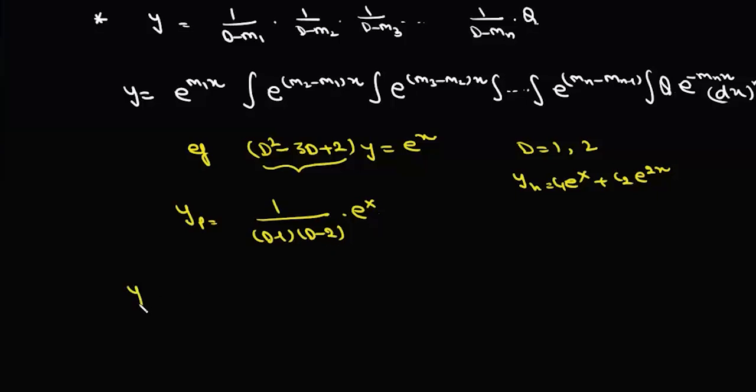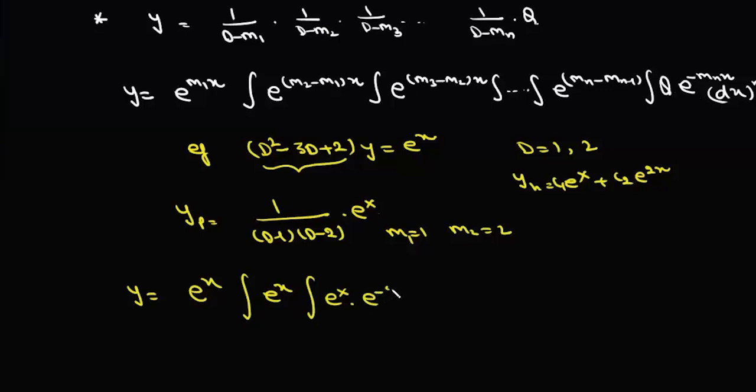Now we are going to write this direct formula. So it is e to the power m1x. Now m1 here is 1 and m2 is 2. We have to arrange them in ascending order. So it will be e to the power x and then integral of e to the power (m2 minus m1)x, so it will be e to the power x, and then this integral of Q, which is e to the power x, into e to the power minus mnx. Mn in this case is 2.